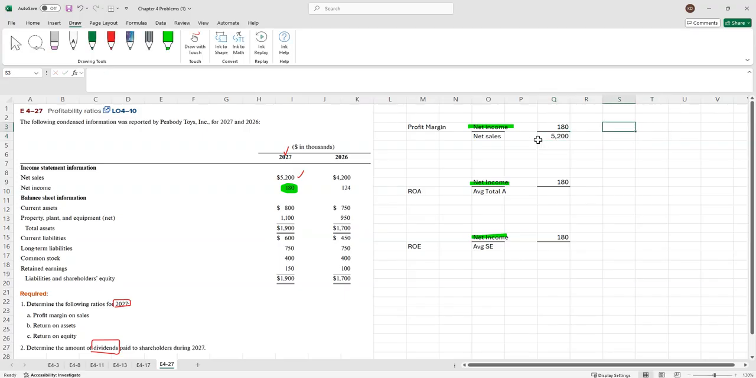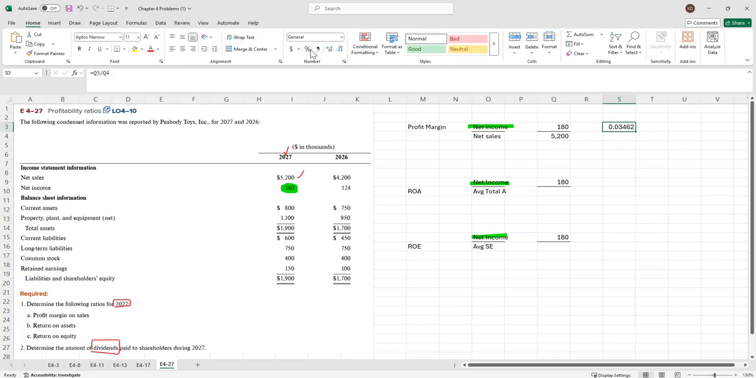All right, we have our two inputs. We can kind of check off here the profit margin. We're looking at roughly 3.5%. Okay, so if I were to change that to a percentage and then kind of round it up, there we go, 3.5%.